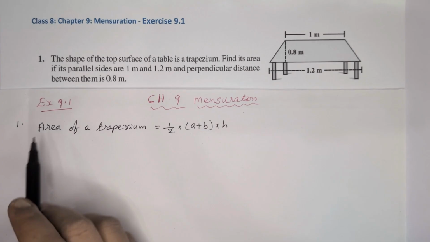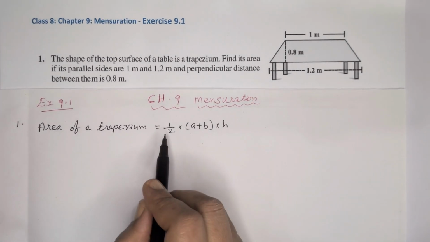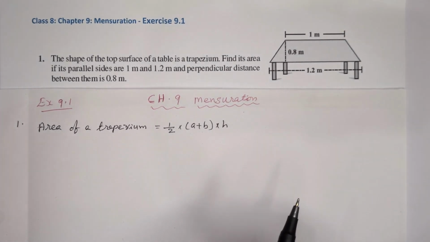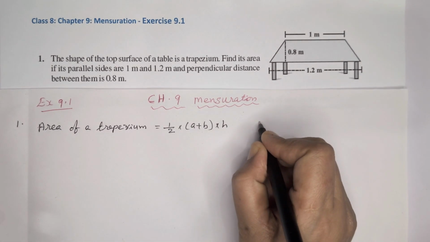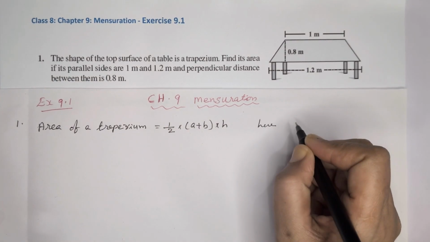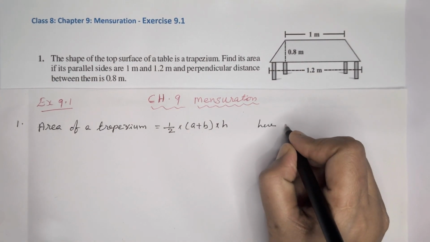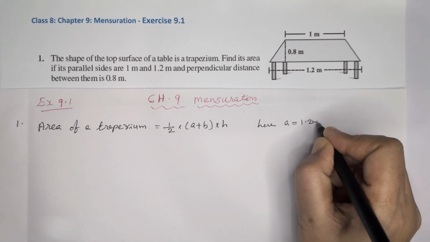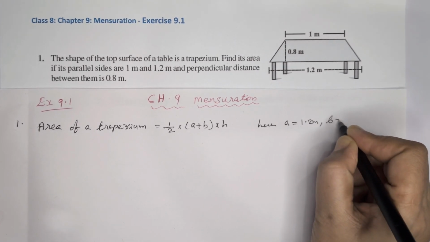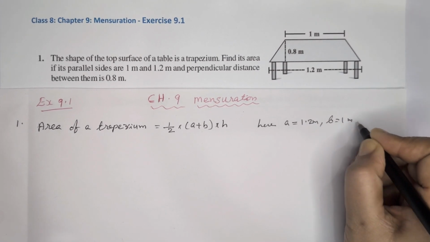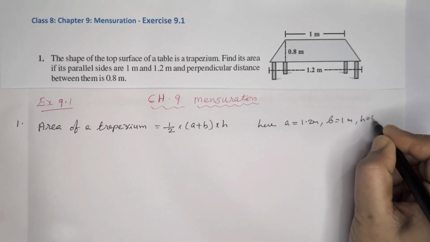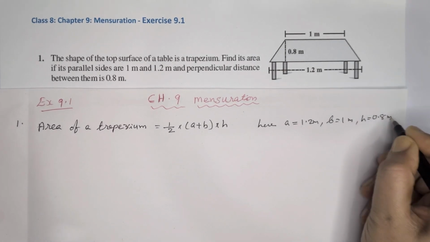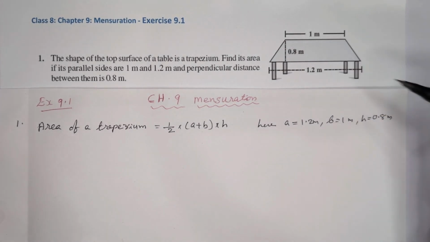So we know that area of the trapezium is equal to half into (a plus b) into h. Here A and B are the parallel sides. That means we can take A equal to 1.2 meter, B equal to 1 meter, and the distance H equal to 0.8 meter, the perpendicular distance between the parallel lines.